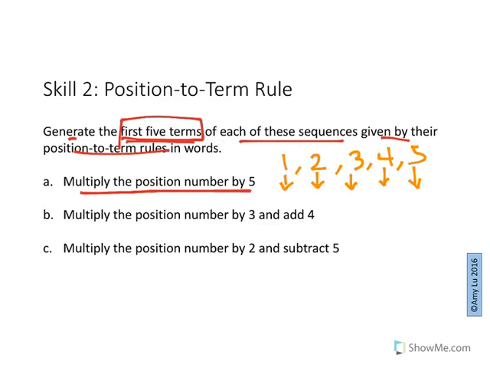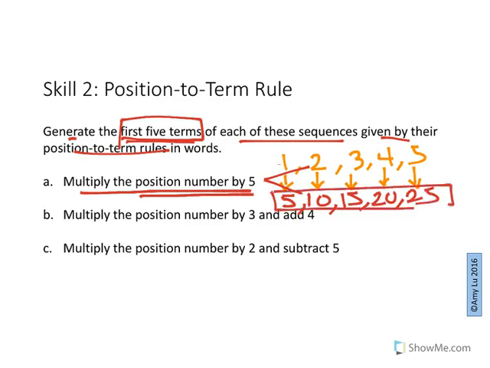So 1, multiply the position number by 5. 1 times 5 makes 5. 2 times 5 makes 10. 3 times 5 makes 15, 20, and 25. So these are the first 5 terms in this sequence using the position to term rule. So at this time, pause and complete B and C.